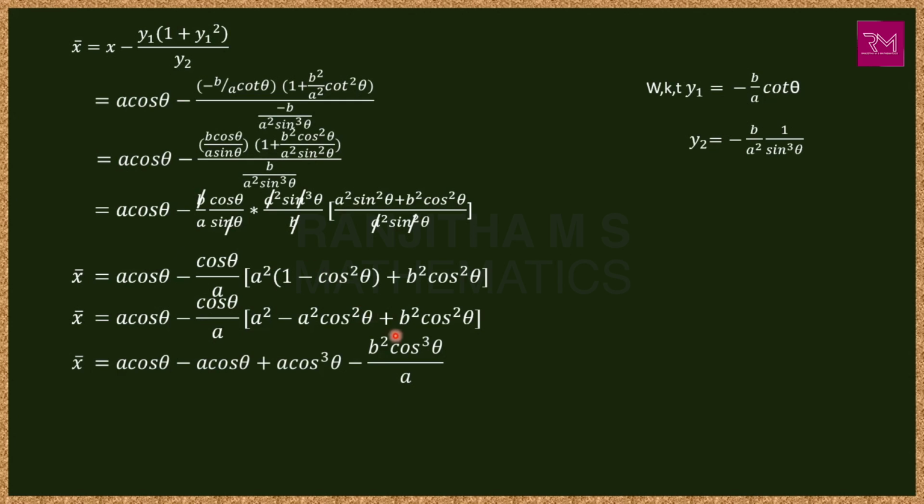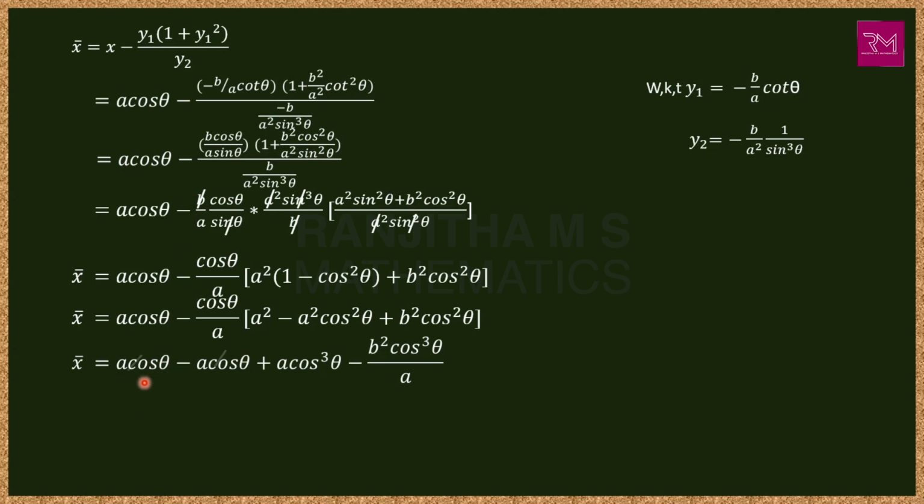Here minus into plus minus cos theta by a into b square cos square theta is b square cos cube theta divided by a. Here we have to carefully multiply cos theta by a inside the bracket. Here we have to cancel, here a gets cancelled, and we have to simplify like this. This is our x bar.